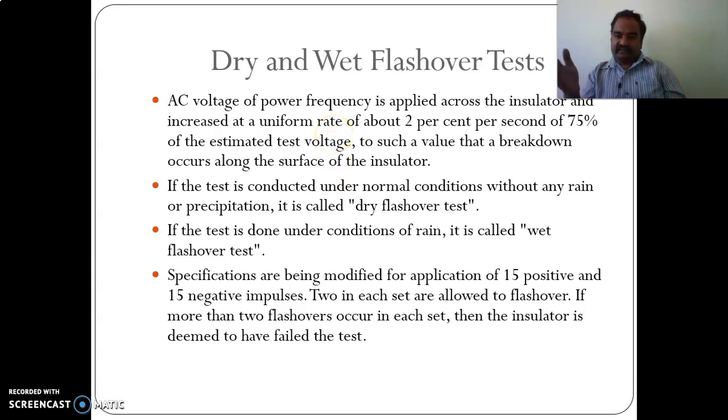If the conditions are dry conditions during which the test is being done, it is called a dry flashover test. If the test is conducted under conditions of rain, it is called a wet flashover test. So, specifications are being modified for application of 15 positive and 15 negative impulses. So, 2 in each set are allowed to flashover. If more than 2 flashovers occur in each set, then the insulator is deemed to have failed the test.